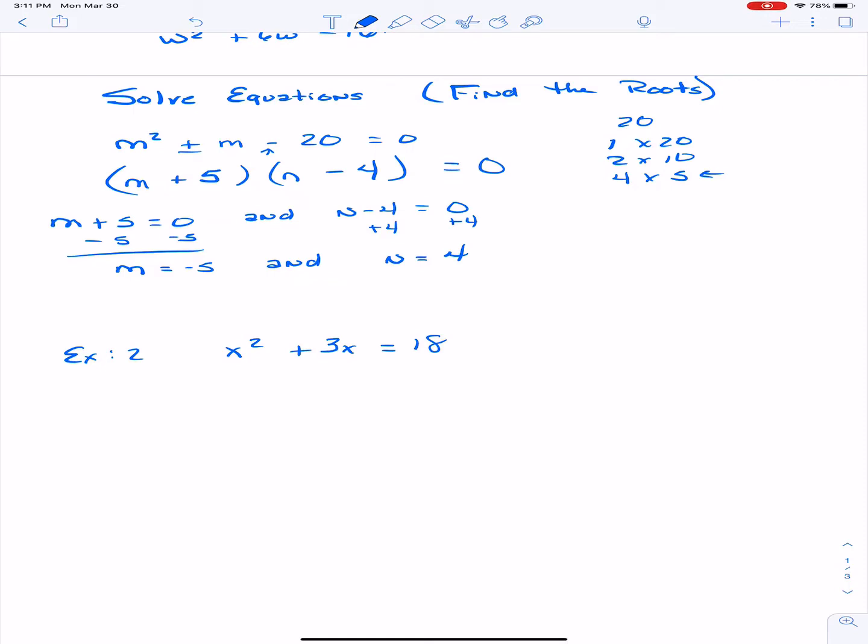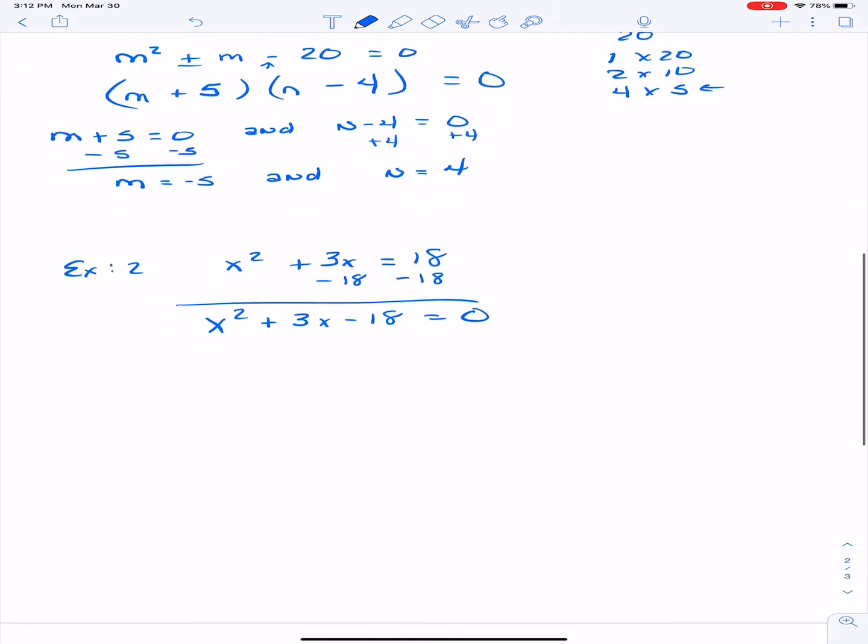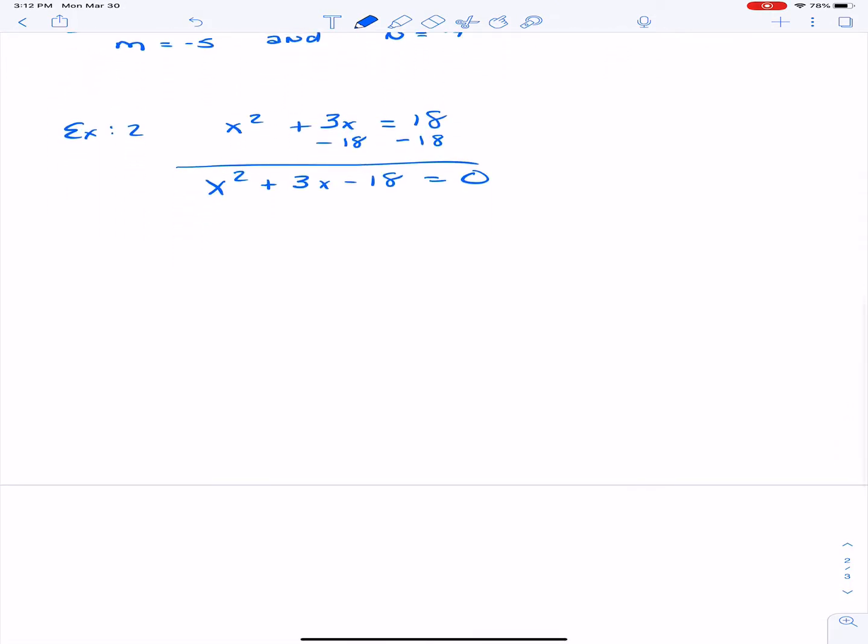This problem looks a little different than the one above. It's not equal to 0, but we can get it to equal 0 by just moving our 18 over here. But in algebra, we can't just move a number. We have to do its inverse. So we're going to subtract 18 from both sides. So we now have x squared plus 3x minus 18 equals 0. And now we can go ahead and solve for the roots or find the roots for this one.